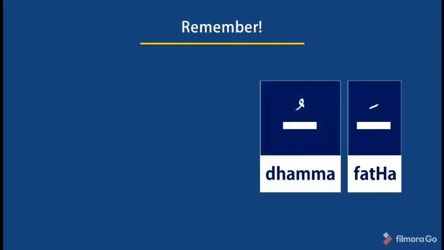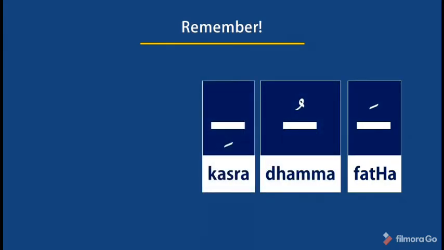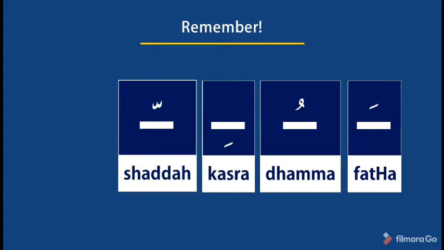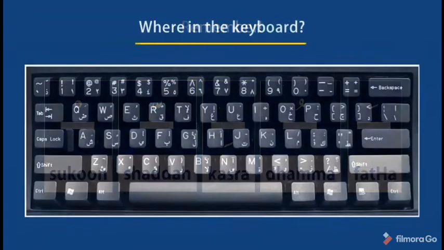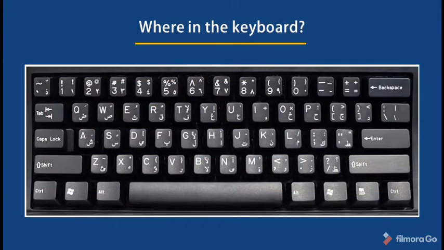Now remember the harakat. Fatha is a, dhamma is u, kasra is i, shadda is a double letter, and sukun is silence, which means no harakat. Covering the vowels, let's see where to find them on a keyboard.